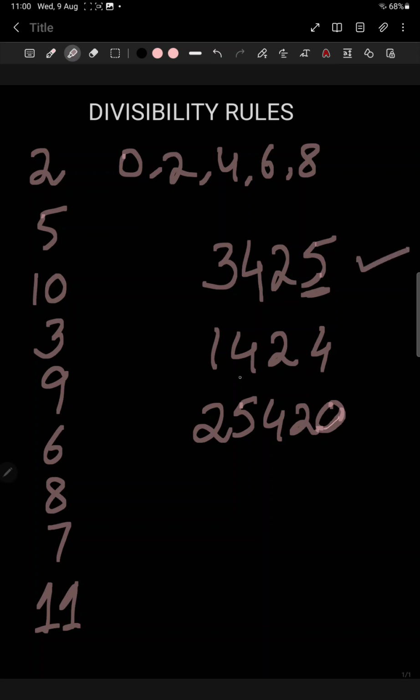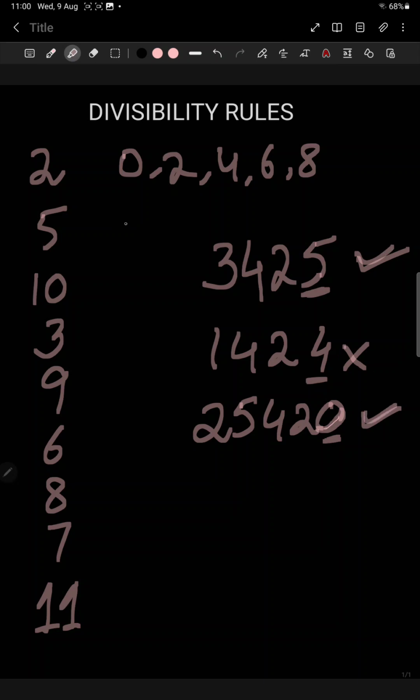The second number, 1424, the digit at the unit place is 4, so it is not divisible by 5. This whole number is not divisible by 5. The number 25,420, the digit at the unit place is 0, so it will be divisible by 5. So what is the rule to check whether the number is divisible by 5 or not? Just check the last digit. If the last digit is either 0 or 5, it will be divisible by 5. So only the two numbers over here, this one and this one, are divisible by 5.